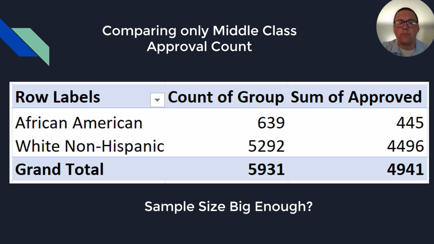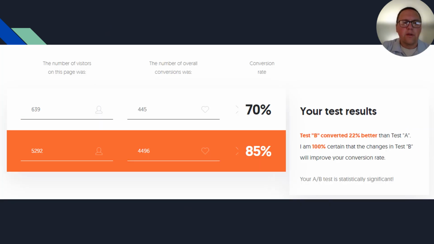So if we look back to how many people we have in each of the two categories, is the sample size big enough? Yes, it is. In fact, we have 10 times that in each group, at least. So then I put those approval rates into an A/B tester. This rounded to the nearest percent, so 70% and 85%, which again, our conversion rate or our effective difference between these two is actually 22%.